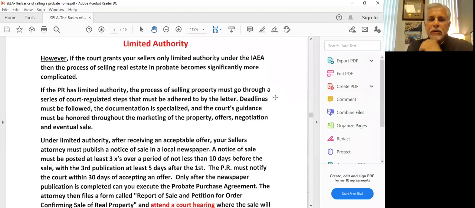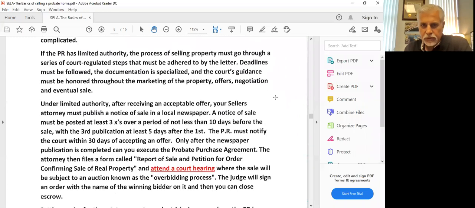The limited authority also allows overbidding. Once you've got a listing and you've received an offer and it's limited authority, you now have to do a whole bunch of different stuff. And this is where the attorney posts 3 times over a period of not less than 10 days before the sale, and the third time not at least 5 days after the first. So you can publish it fast, but it must be published.